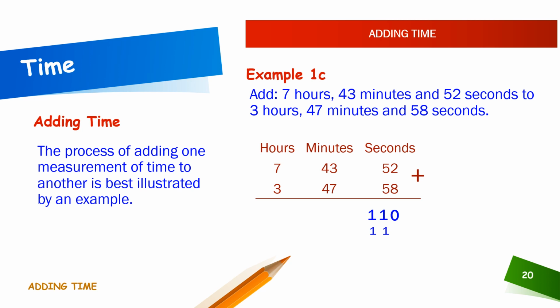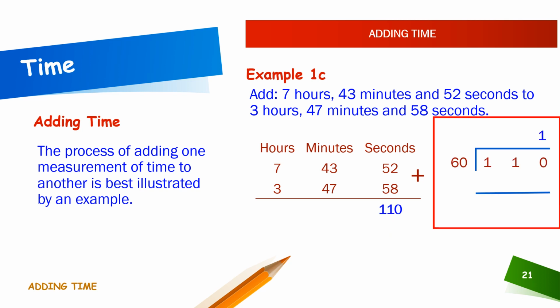Giving us 110 seconds. However, there are 60 seconds in a minute, so in order to convert to seconds and minutes, we divide 110 by 60, which gives us 1 remainder something. 1 times 60 is 60, and finally we subtract 60 from 110 to give 50. So 110 seconds is 1 minute and 50 seconds. And we express it as shown in the table.